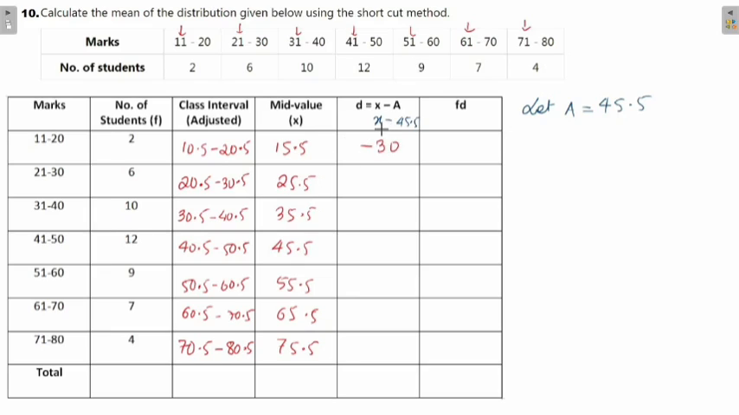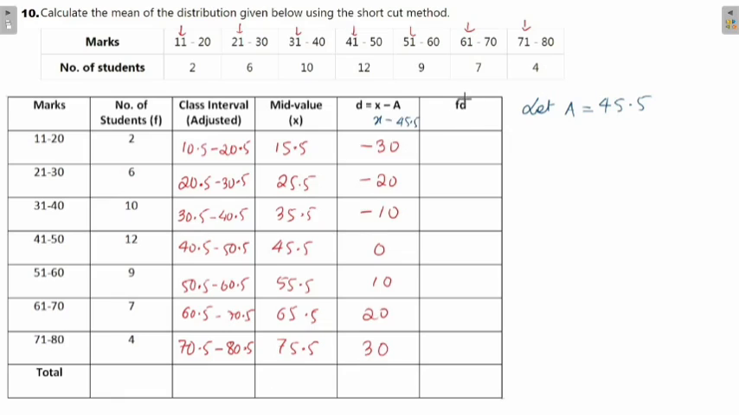Similarly, 25.5 minus 45.5 turns out to be minus 20. Similarly, this will be minus 10, then 0. This is going to be 10, this is going to be 20, and this is going to be 30. So we got d also.